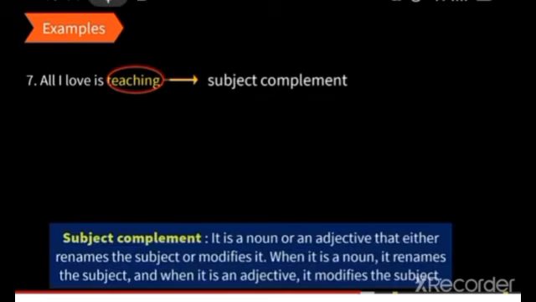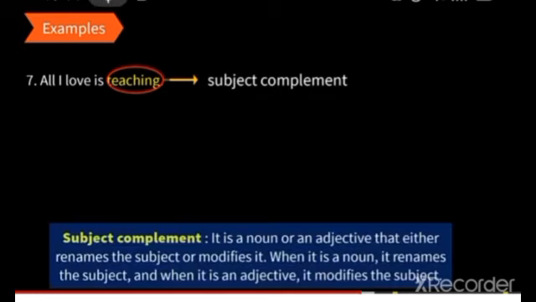Then come towards the next one. All I love is teaching. Here identify the gerund, that is teaching, because we have just one verb with ing form of verb. This is the subject complement here. I do hope you know what is subject complement. Yes, class. What is subject complement?